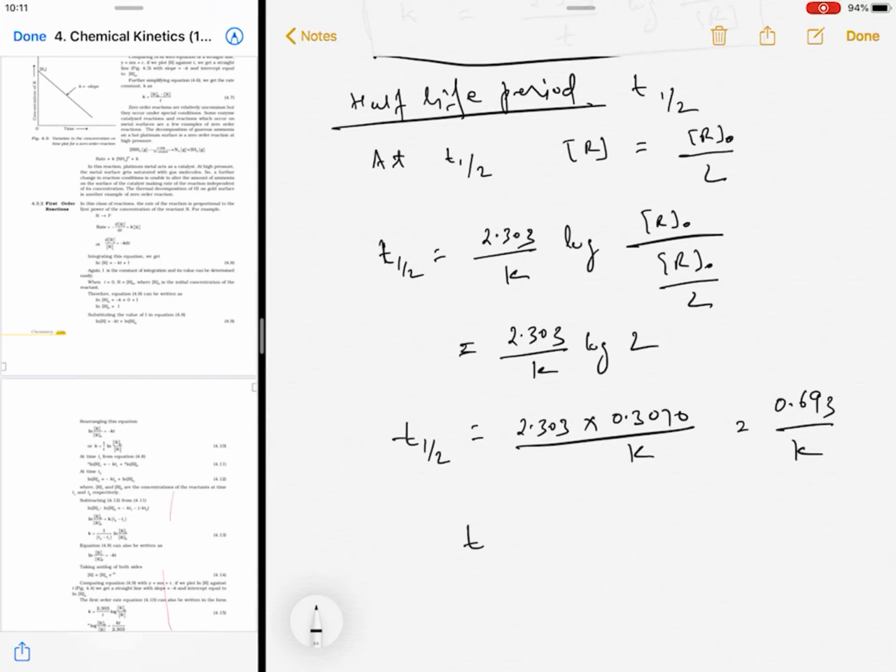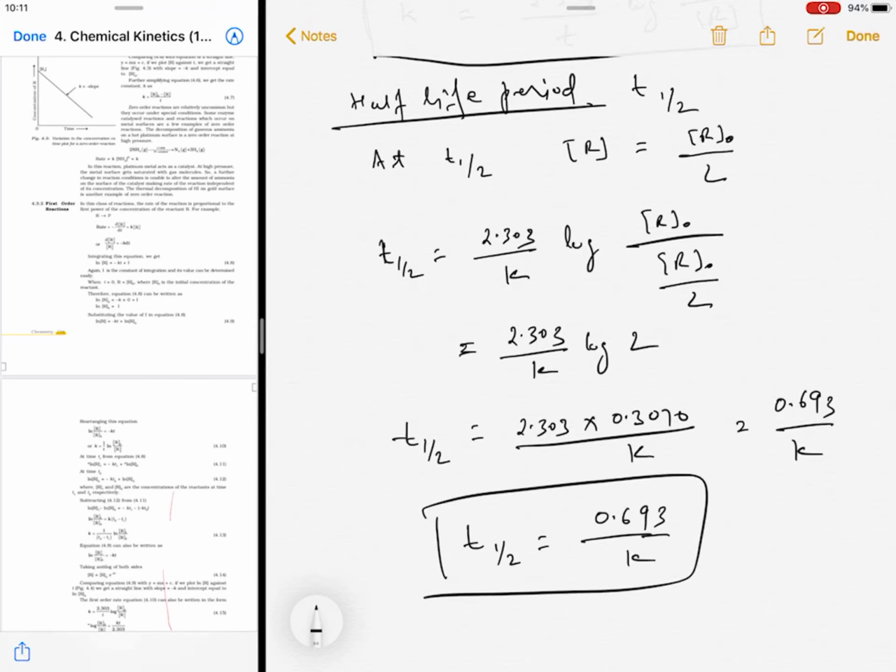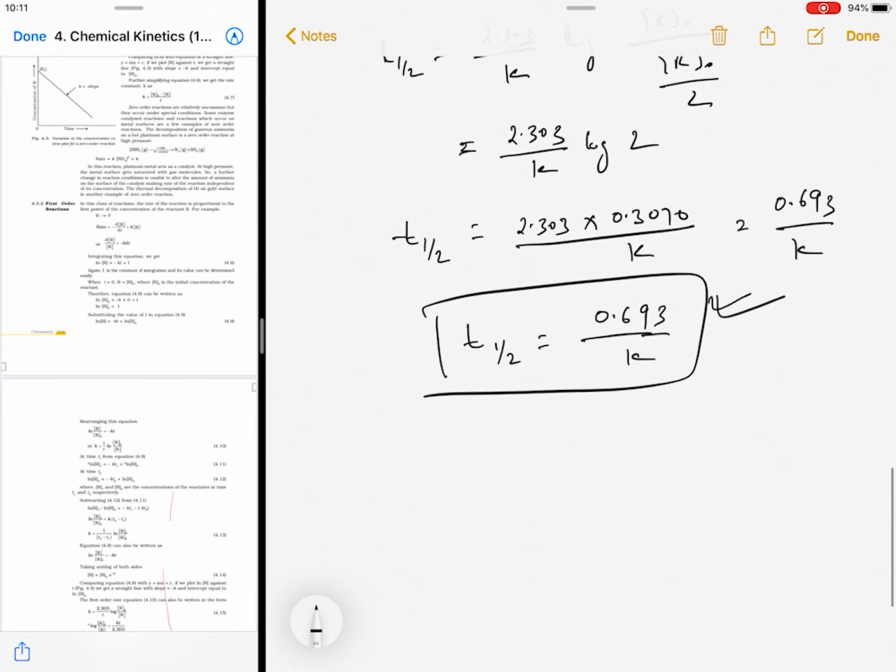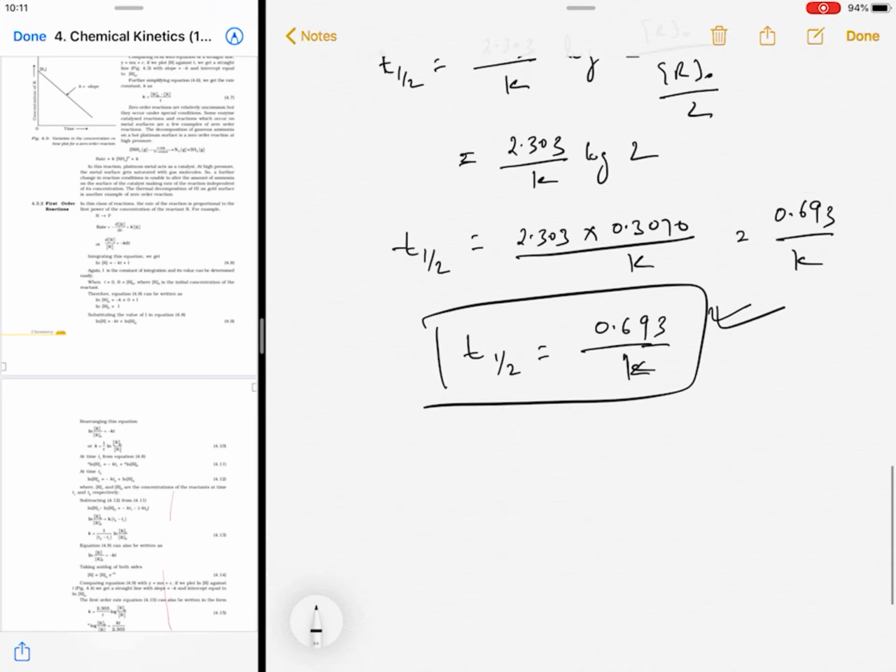So we see that the half life period for a first order reaction is independent of concentration. There is no concentration term. So this is independent of the initial concentration. It depends only on the rate constant k. So numerical problems are also based on t half.